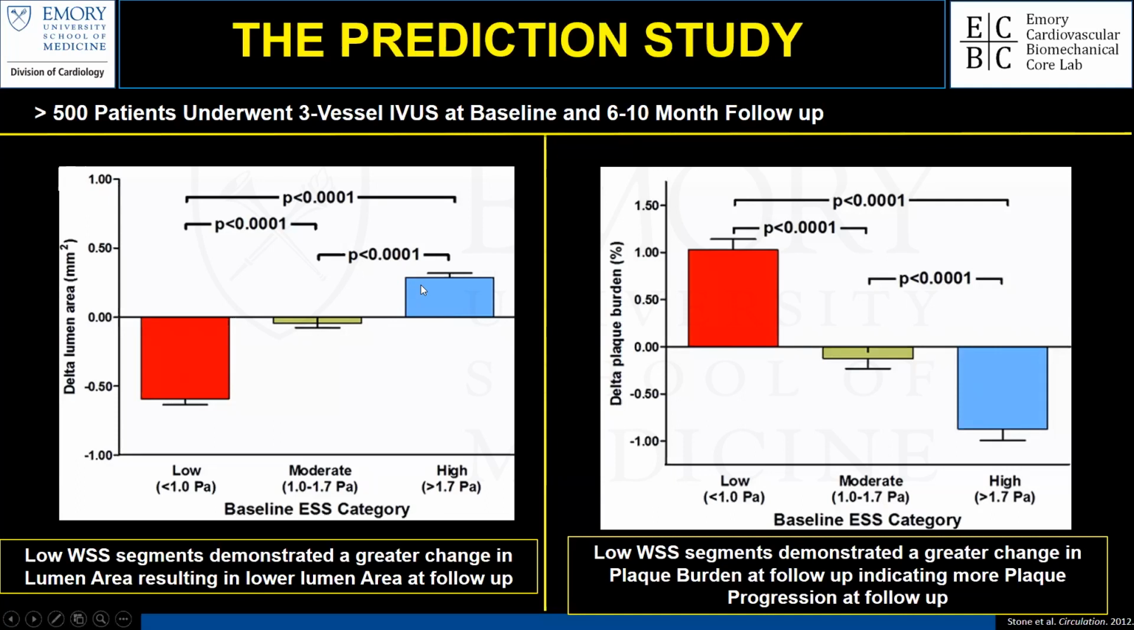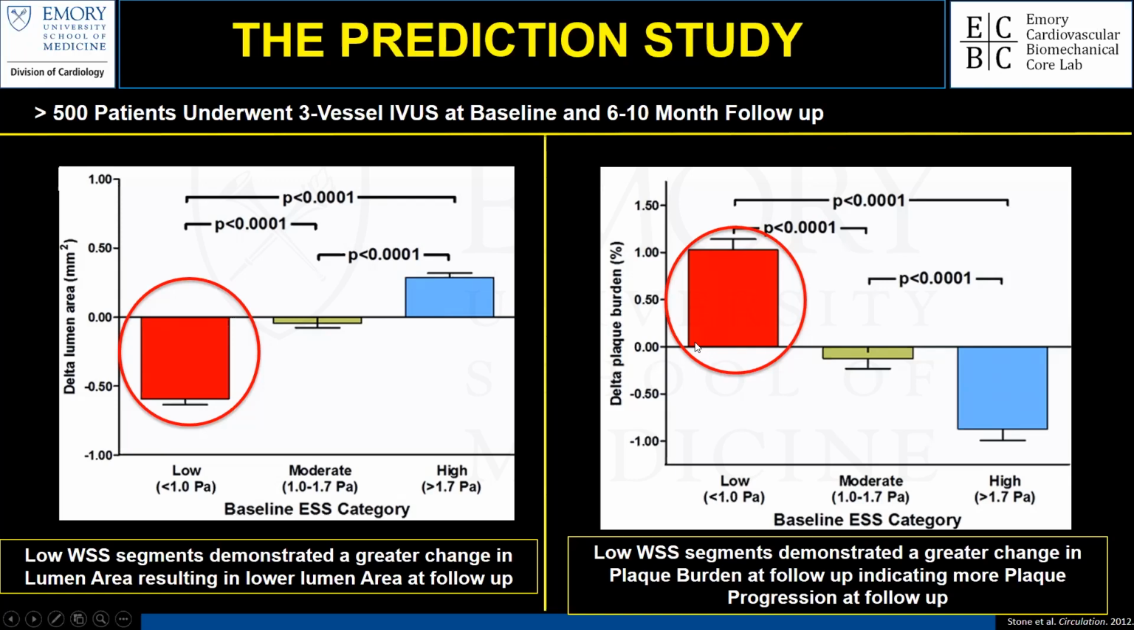In the PREDICTION study, more than 500 patients underwent 3-vessel IVUS at baseline and 6 to 10-month follow-up. This was a prospective study, again by Dr. Stone's group, where patients presenting with ACS were interrogated at baseline and again at 6 to 10 months using IVUS. Non-culprit lesions with low shear stress demonstrated a greater change in the lumen area, resulting in a lower lumen area at follow-up. Low shear stress segments demonstrated a greater change in plaque burden at follow-up as well, indicating a greater plaque progression.